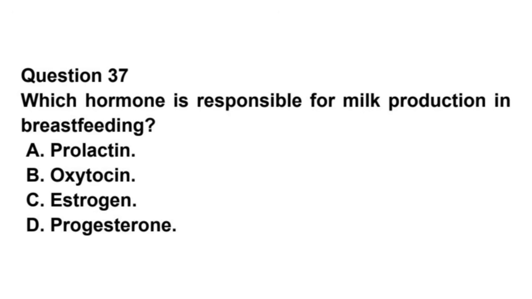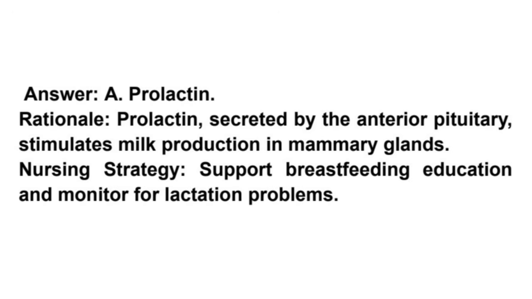Question 37. Which hormone is responsible for milk production in breastfeeding? A. Prolactin. B. Oxytocin. C. Estrogen. D. Prolactin. Answer A. Prolactin. The rationale: prolactin secreted by the anterior pituitary stimulates milk production in mammary glands. Nursing strategy: support breastfeeding education and monitor for lactation problems.